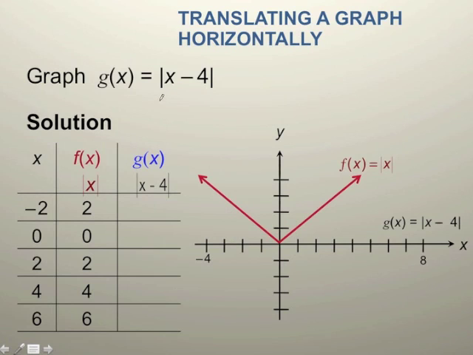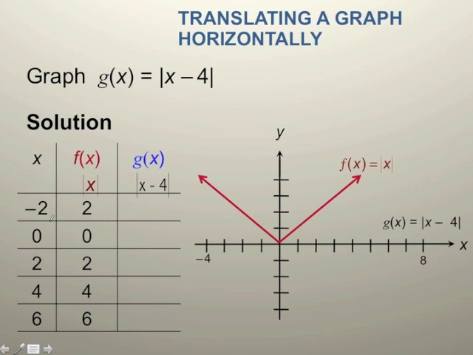Now we're going to start looking at transformations of graphs. We have graphed here already the basic function f of x equals the absolute value of x. So you'll recognize that V function. We're going to find out what happens when instead of just a plain absolute value of x, it's the absolute value of x minus 4.